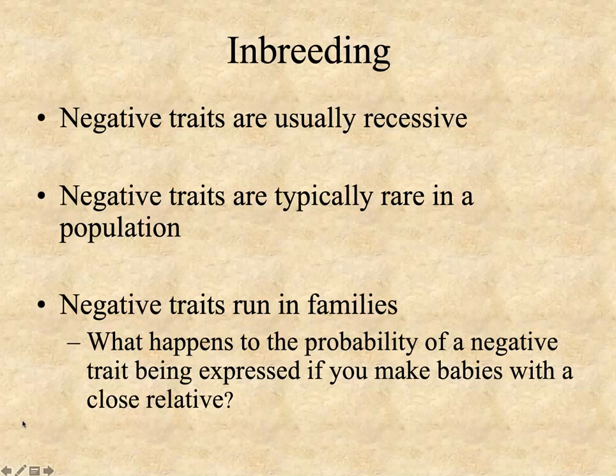Negative traits are rare in a population, and so if you have a big population size, the probability of inbreeding decreases. But when you have small population sizes, since negative traits run in families, the probability of breeding with someone closely related to you increases. The probability of producing a baby that has that genetic disease is going to increase significantly.